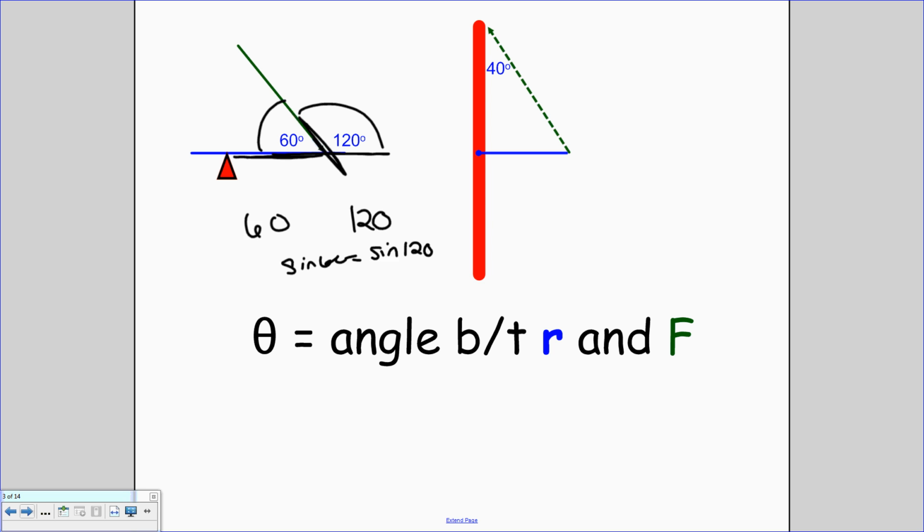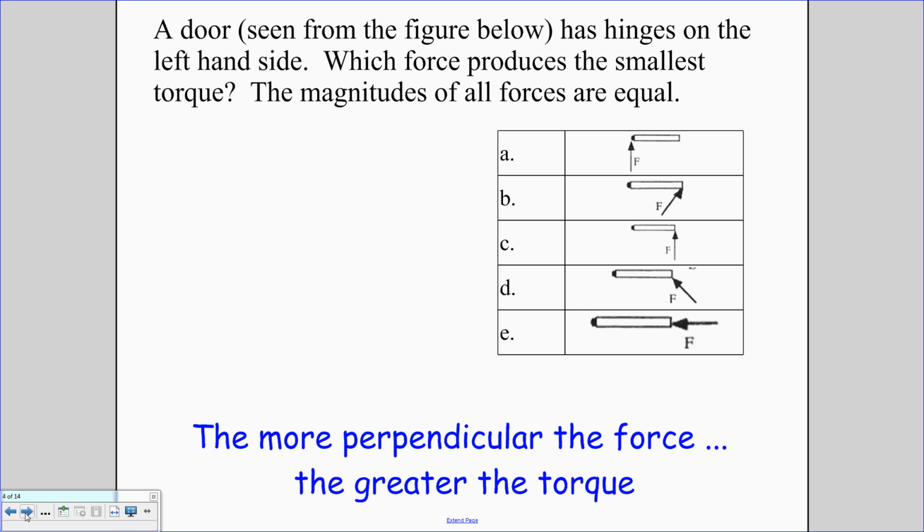Now, if we look at the picture on the right, the 40 degrees, here's my R, here's my F. 40 degrees is not in there. So what we have to do is go down and say this angle would be 50 degrees because that's a 90. So then our theta would equal 50. Nothing too bad. We just have to be able to visualize it.